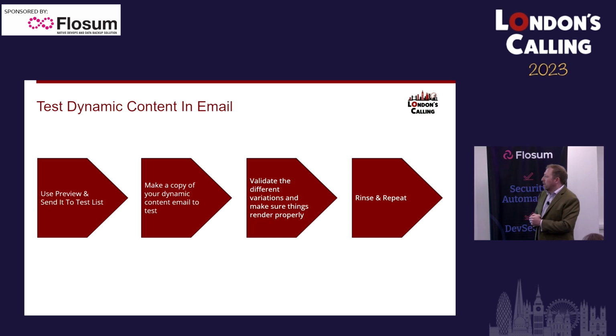Right? We also want to make a copy of the dynamic content email to test. We want to make sure that it's not just that exact template that's working, but we want to make sure that it's applicable across everything that we're doing. Validate the different variations and make sure things render properly. So I've alluded to that already, ever so slightly, around making sure that all our variants are covered, making sure that we're not just expecting one particular method, we're accounting for the others.